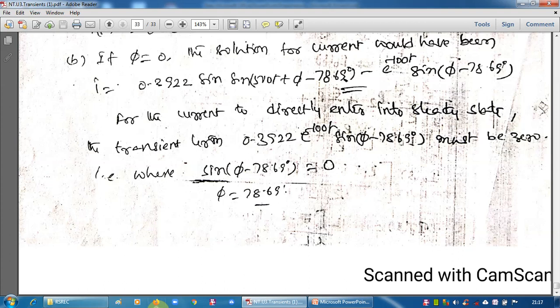Okay, that is about the complete syllabus of network theory.